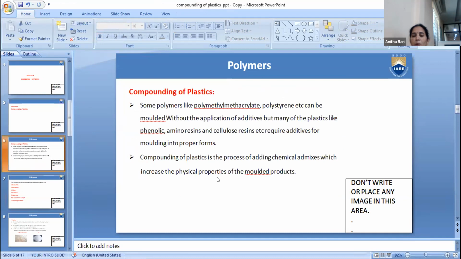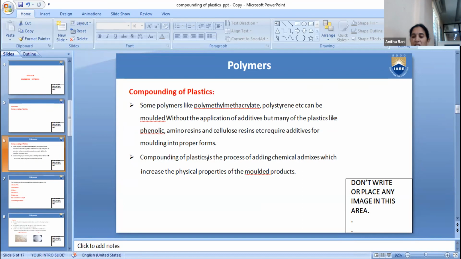So to improve the properties of the molded products, we will add chemical admixes, or we will call them ingredients, or additives. If you add other ingredients to the polymer resin and mix properly, you will get one material that you can mold into any article. First we have to prepare the material. That is called compounding of plastics.